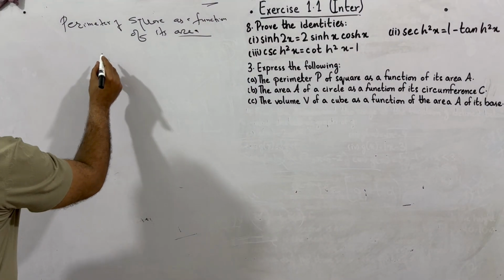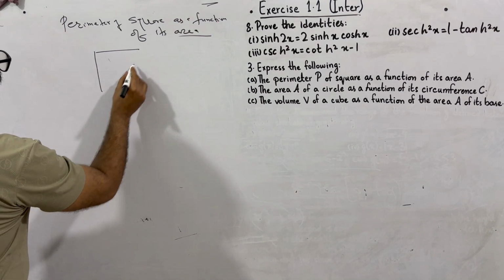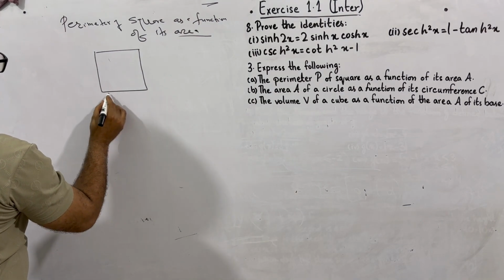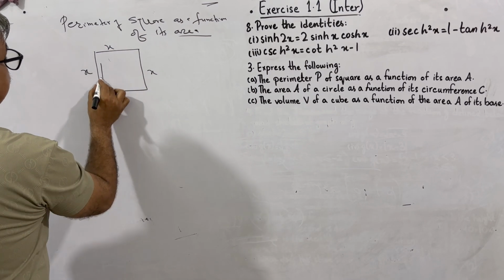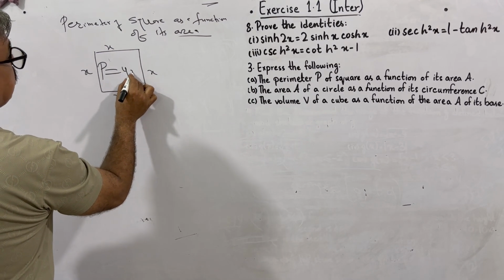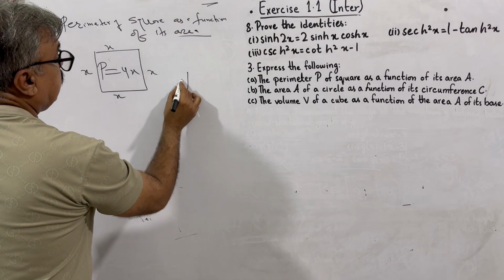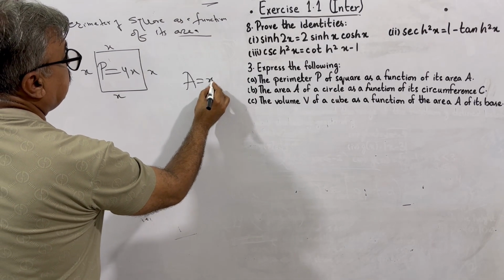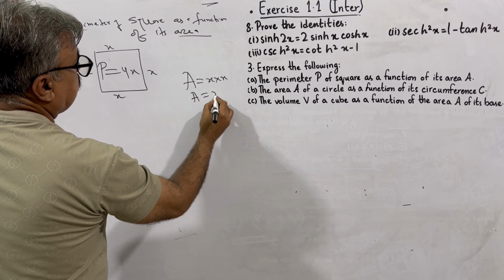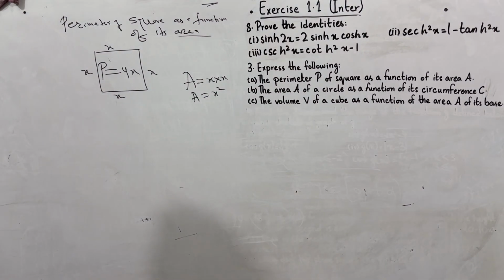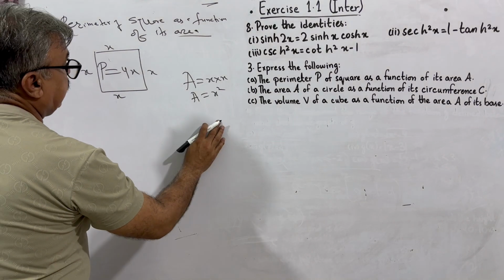What is perimeter? Let me draw a square. Square means all dimensions equal: x, x, x, x. So obviously the perimeter is 4 times x. What about area? Area is length times x, x times x, which means x square. Now we have to express perimeter as a function of its area.